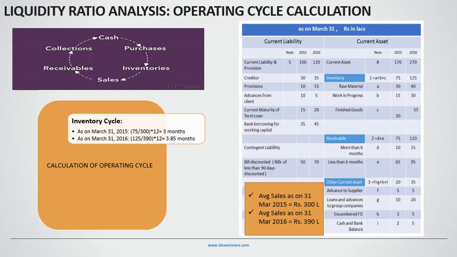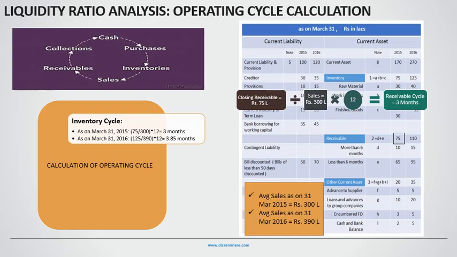Next, we shall calculate the receivables cycle of MSXYZ in months. From the balance sheet, we need to calculate the average or closing balance of receivables. For our example, the closing balance of receivable as of the 31st of March 2015 is Rs 75 lakhs. Similarly, on the 31st of March 2016, the receivables balance is Rs 110 lakhs.